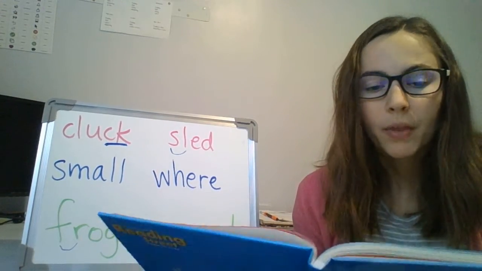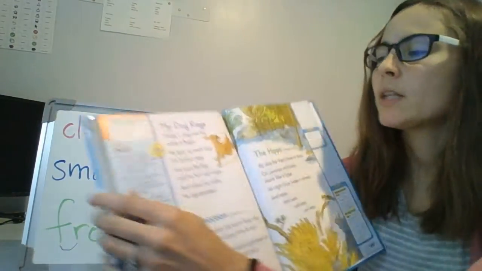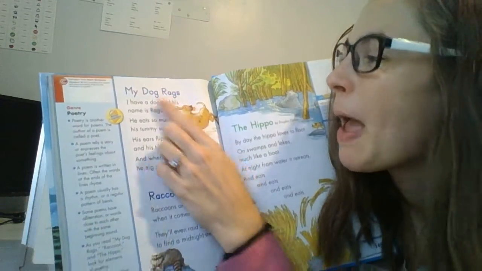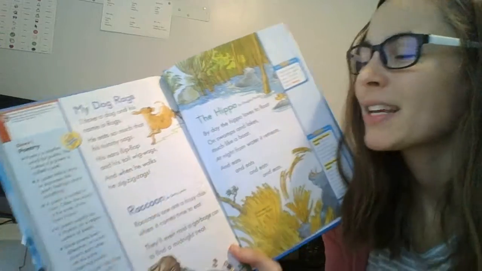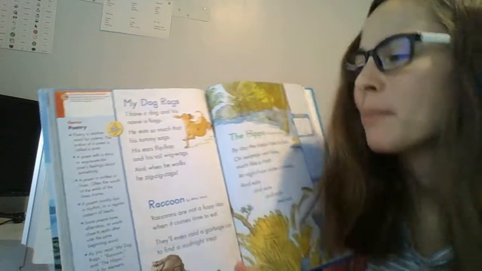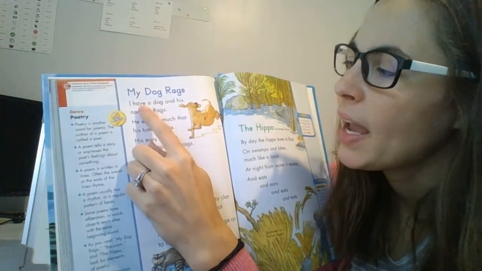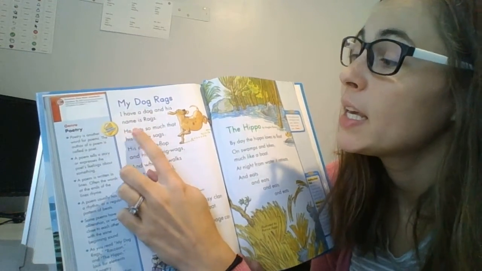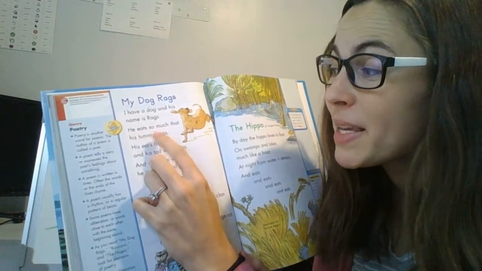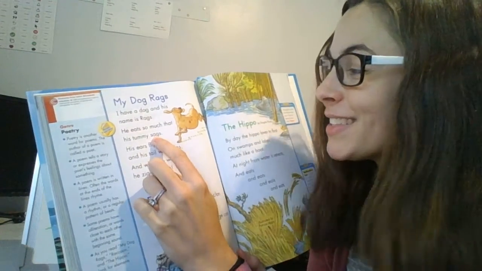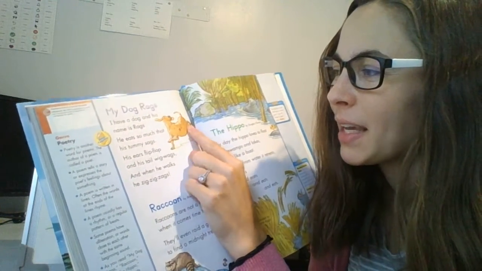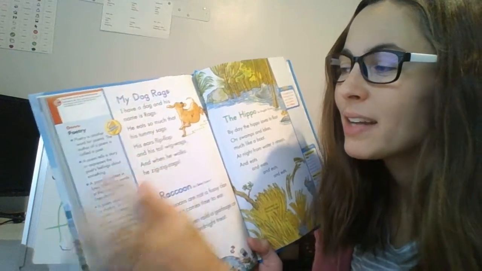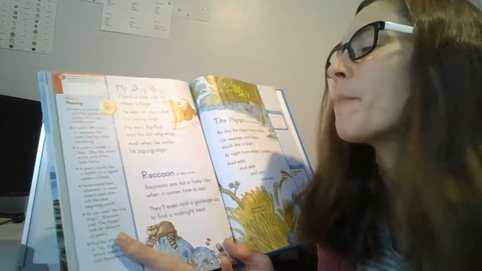Okay, so let's read My Dog Rags. It's the first poem. Okay? My Dog Rags. And maybe we can find some of those rhymes. I have a dog and his name is Rags. He eats so much that his tummy sags. See, I see his tummy sagging. Did you hear the rhyme there? With rags and sags? Let's see if there's another rhyme.